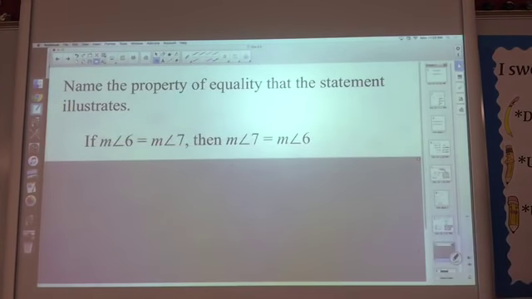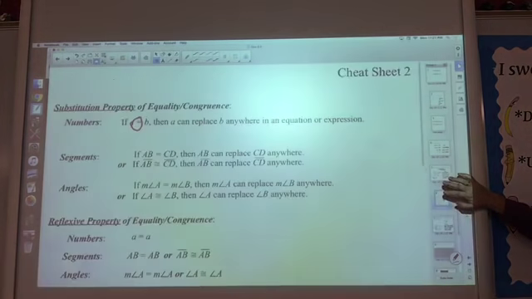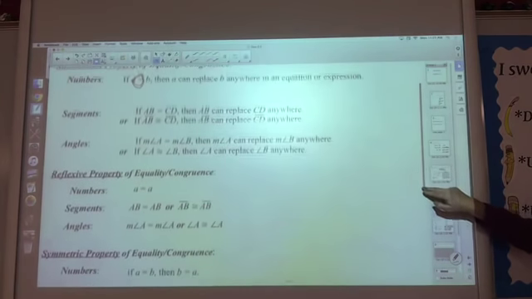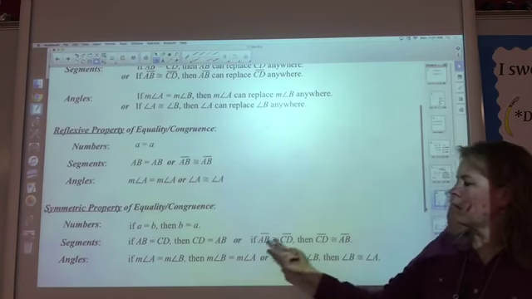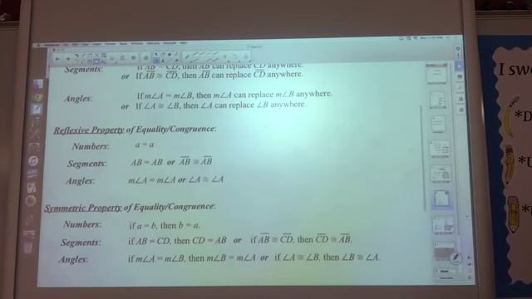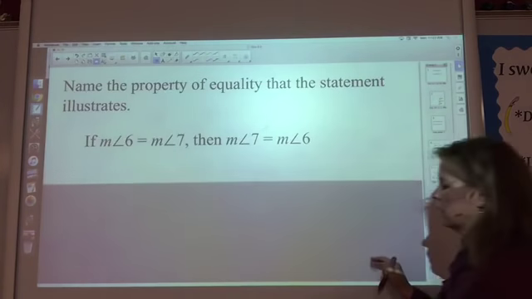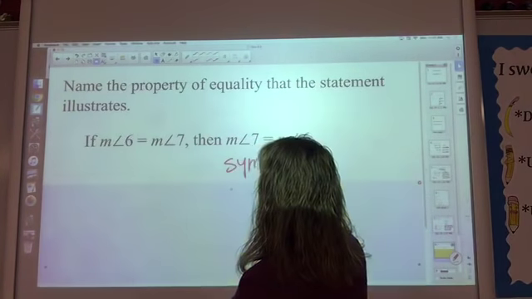All right, from here, we're just going to come up with the reason. Use your cheat sheets, look them over carefully, get to know them really well. Name the property of equality that the statement illustrates. If it says the measure of angle 6 equals the measure of angle 7, then the measure of angle 7 equals the measure of angle 6. Pause it, write this down, take time to look it up, see if you can find it. And I think that you might find it on cheat sheet number 2. That says the symmetric property. You can rearrange any two things as long as they're equal. 6 equals 7, 7 equals 6. Symmetric property.